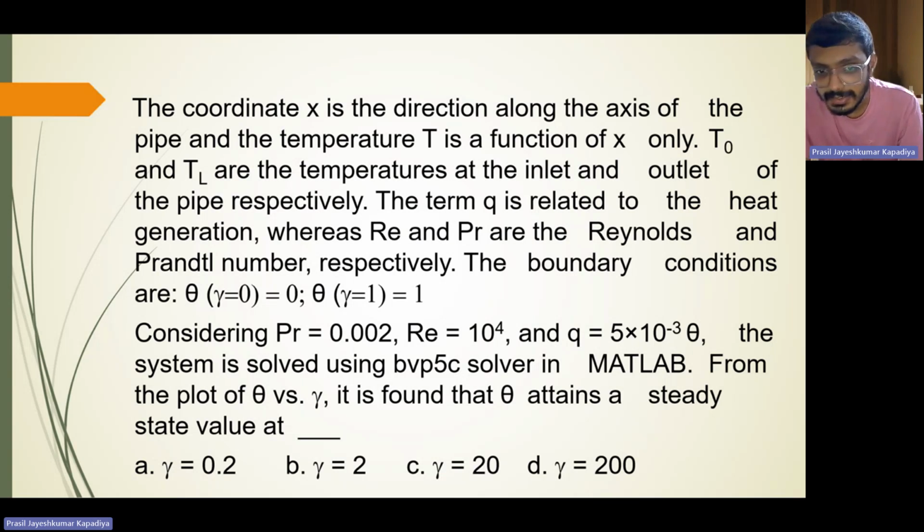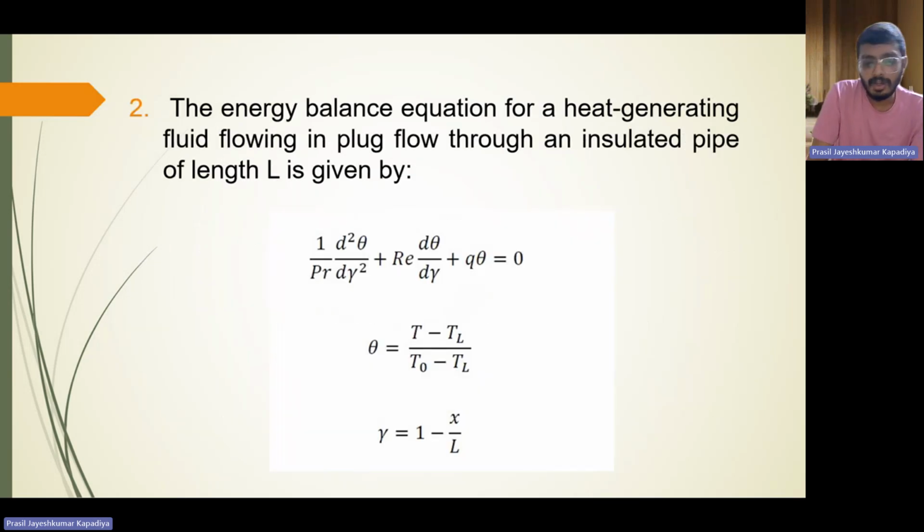The boundary conditions are theta at gamma equal to 0 is 0, and theta at gamma equal to 1 is 1. So when my T is equal to TL, my theta will be equal to 0, and when my T is equal to T0, my theta will be equal to 1.